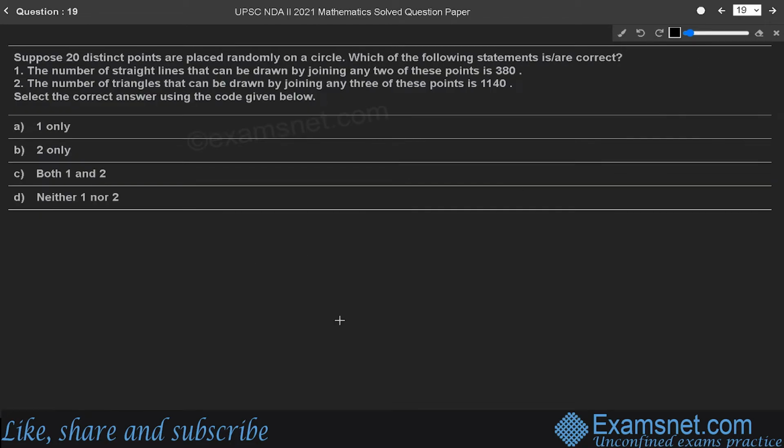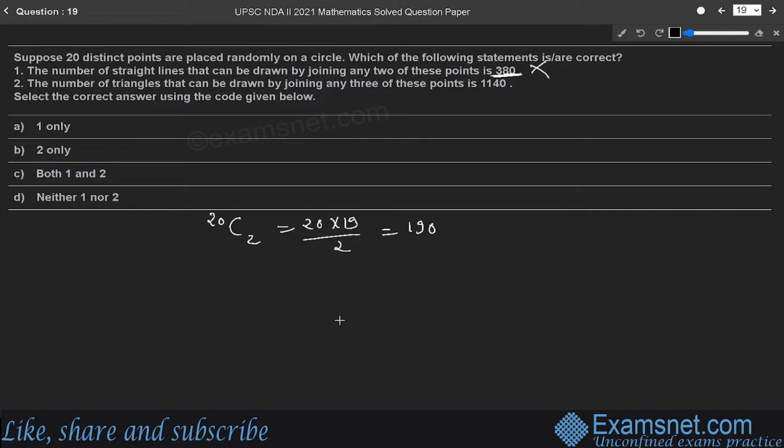Next question is, suppose 20 distinct points are placed randomly on a circle. Which one of the following statements is or are correct? It is given that there are 20 distinct points on a circle and we have to draw a straight line by joining any of these points. Hence, the number of straight lines will be 20C2, which will be equal to 20 into 19 upon 2, which will be equal to 190. So we can say that the first statement is wrong because the first statement says that the number of straight lines that can be drawn by joining any of these 2 points is 380, but the number of straight lines is 190.